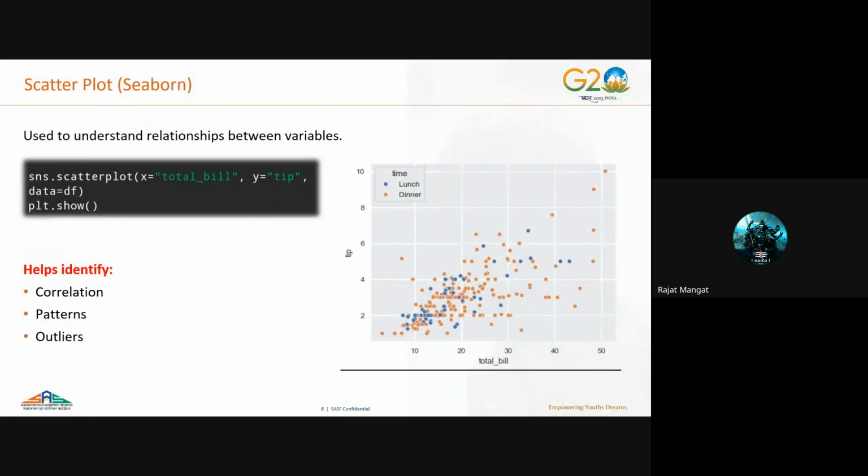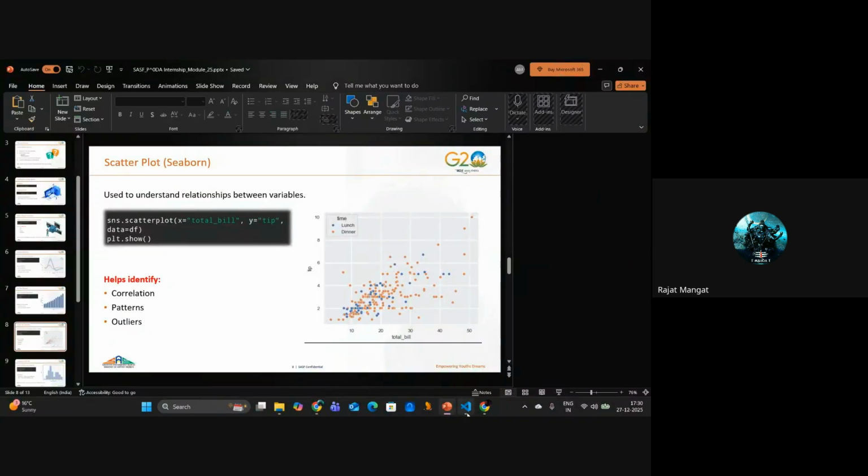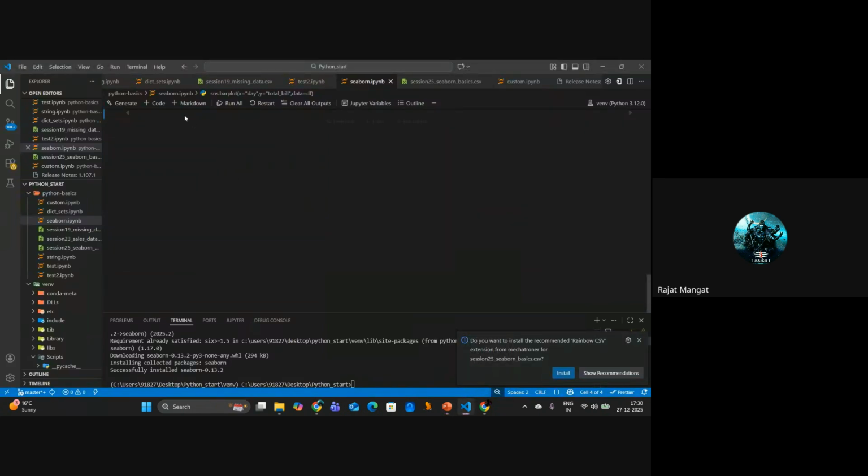Now let's see what a scatter plot is used for. It is used to understand the relationship between variables. See, if the bill was this much, then how much tip was given. So it is used for correlation patterns and outliers, but between two variables, like we are using here total bill and tip. Okay, so let's see how a scatter plot looks like in the example.